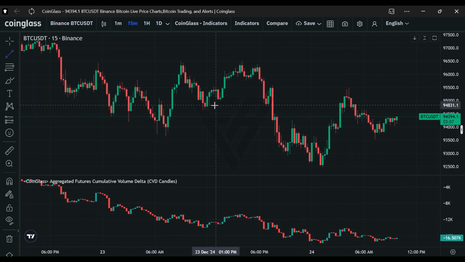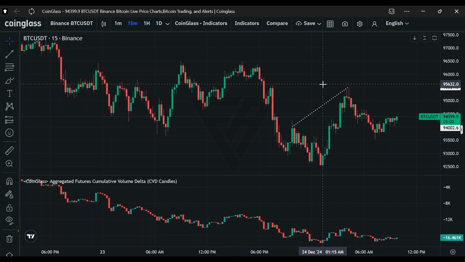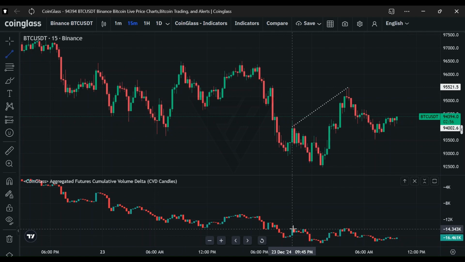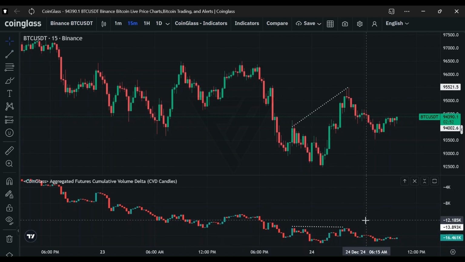Let me show you a few examples. The first example will be pretty much here. You see price is making a higher high, while if you look at the CVD from the same point, it's almost making an equal high. That means there are fewer buyers here, so it's exhaustion, a lack of participants. So that means this upside move is pretty much exhausted.